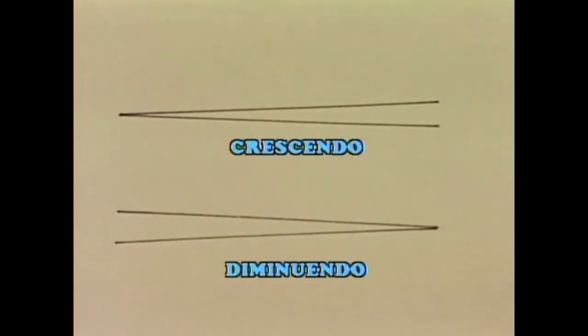Now, for growing in volume, we have the term crescendo, and its opposite, diminuendo, diminishing in sound. There are, in fact, many other Italian words that you'll come across, and frankly, the best way to learn them is to look them up each time you encounter a new one.